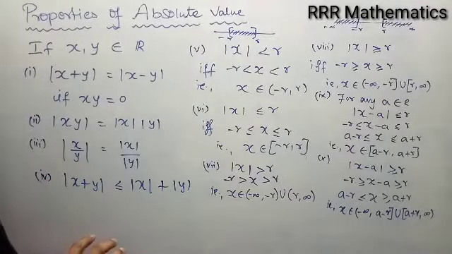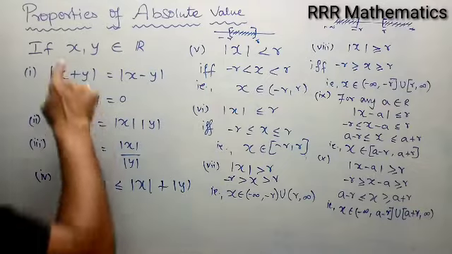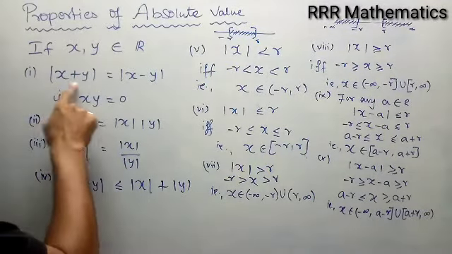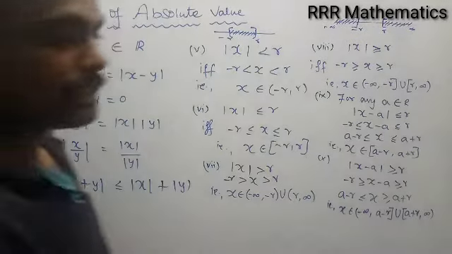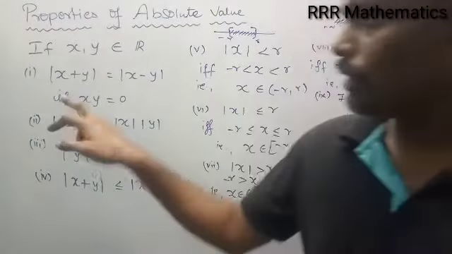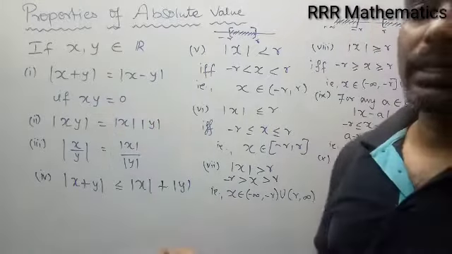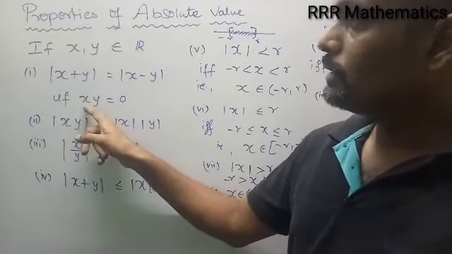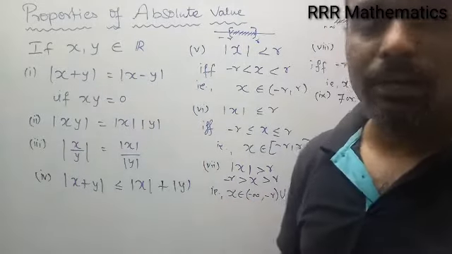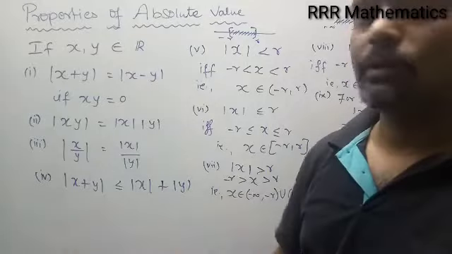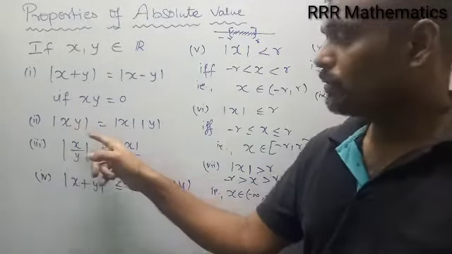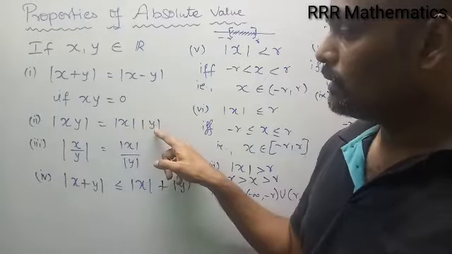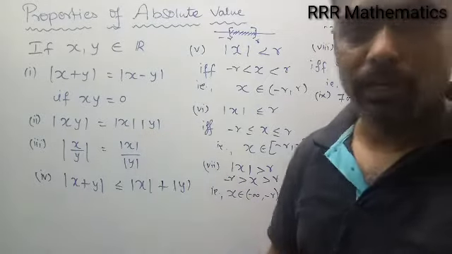See, these are the basic properties of absolute value. Wherever we are going to discuss a problem with absolute value, you must know these properties. If x comma y belongs to R, then modulus of x plus y equals modulus of x minus y if the product xy equals 0. What is meant by product xy equal to 0? Either x is 0 or y is 0. Suppose y is 0, then mod x and mod x are the same value. If x is 0, then mod y and mod minus y give the same value. Modulus of minus y is plus y and modulus of y will be plus y. And the modulus of xy equals mod x into mod y, where mod x and mod y are positive, and the product is positive.